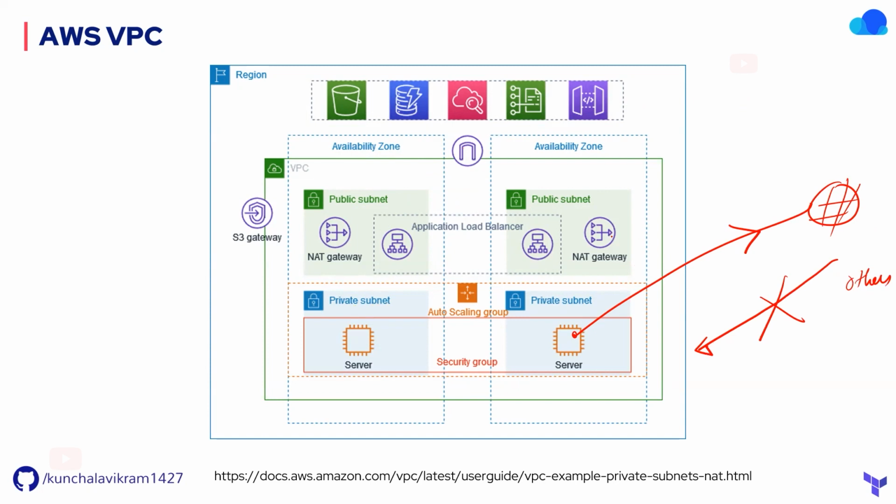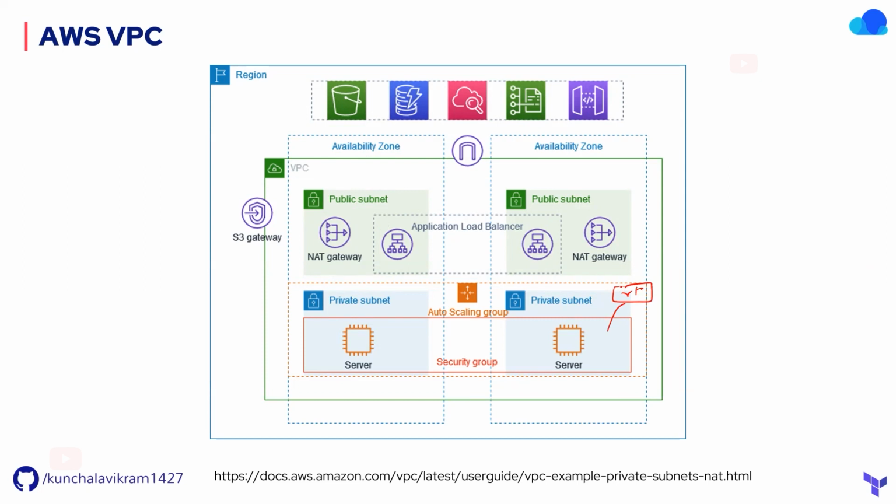There comes the NAT gateway. What is the use of this NAT gateway? It allows only outbound traffic, no incoming traffic. Got it? Now, how a subnet becomes private is if this subnet has a route table that is pointing to the NAT gateway, then that subnet becomes a private subnet.